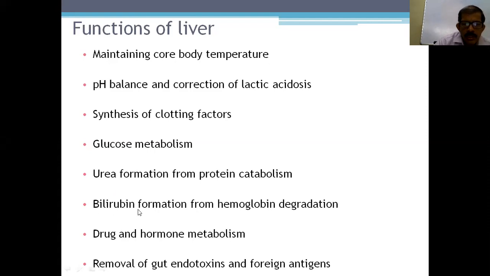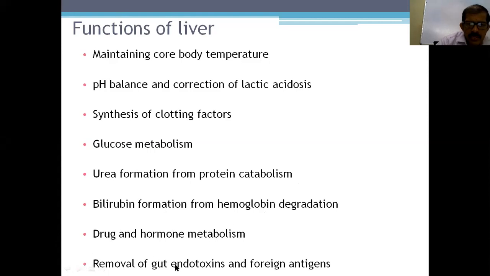Okay. So again there is enterohepatic circulation. Again this bilirubin that is produced, once its work is over in the intestines, it will again go back into the liver, and then once this is degraded, it will again help in the formation of hemoglobin. So another important function is drug and hormone metabolism. Once these drugs are taken in and the hormones are produced, they are metabolized in the liver.